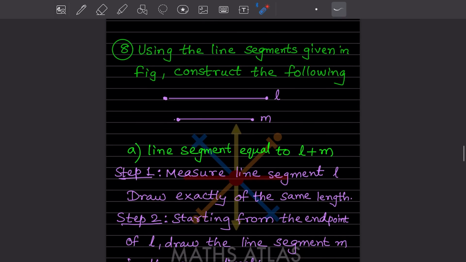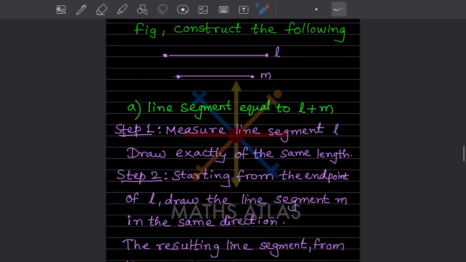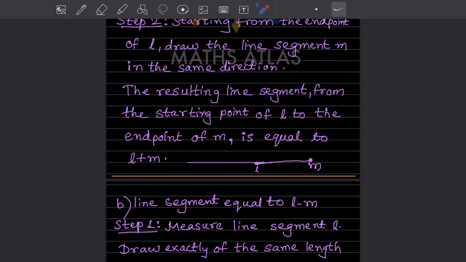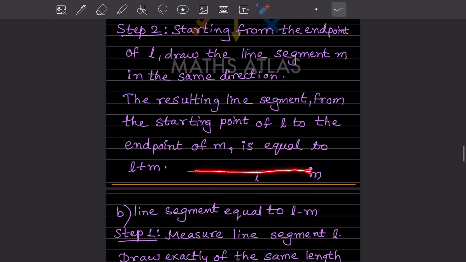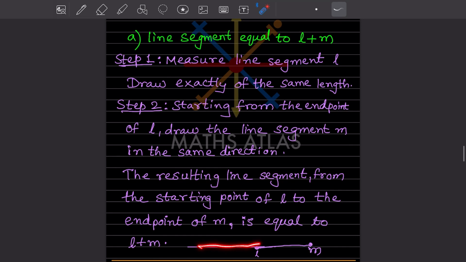Using the line segments given in the figure, construct the following. This one is L and this is M. What did they say? Line segment equal to L plus M. So this is L and this is M, meaning you are going to join them together. What will you do? Measure line segment L and draw exactly the same length.